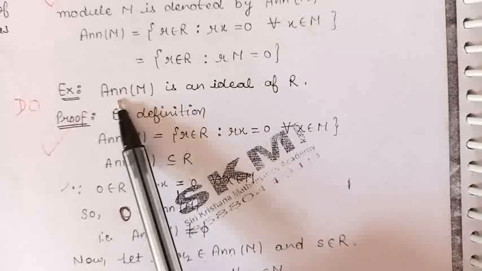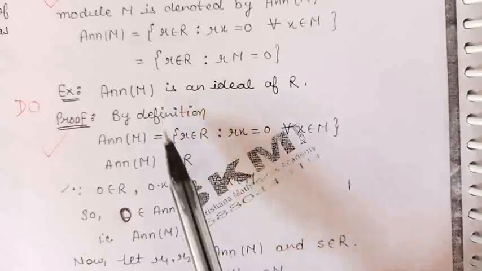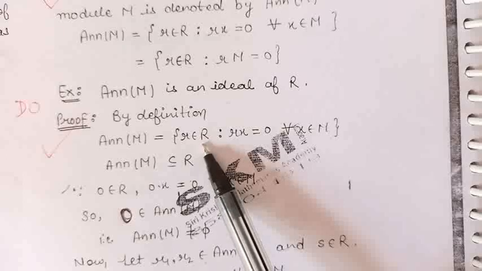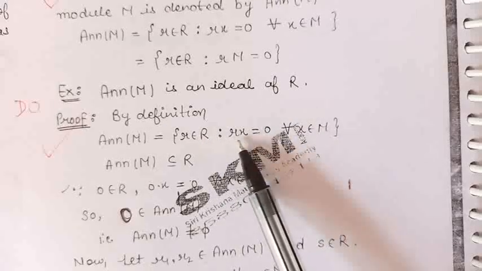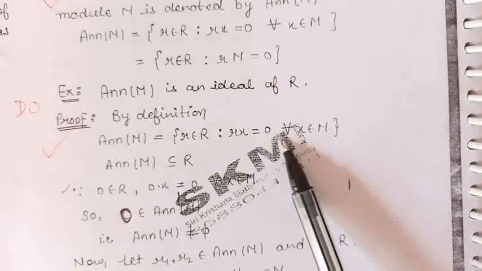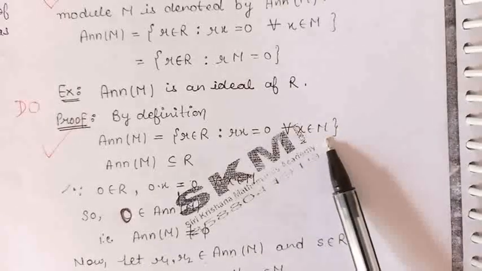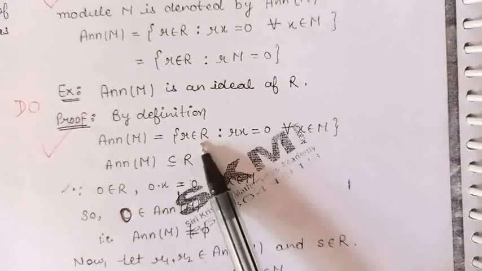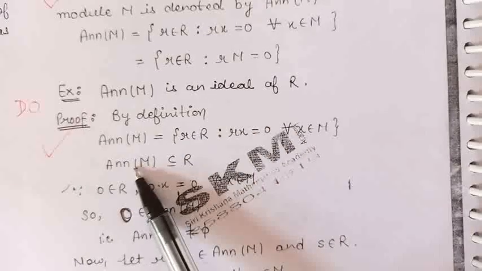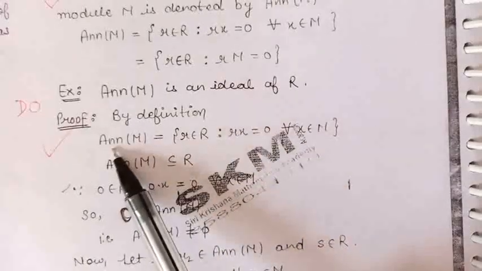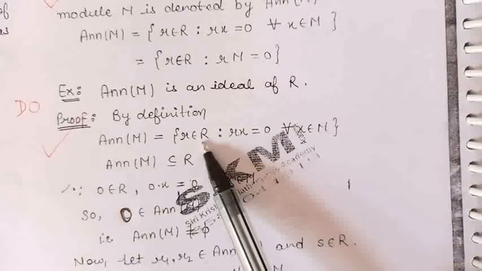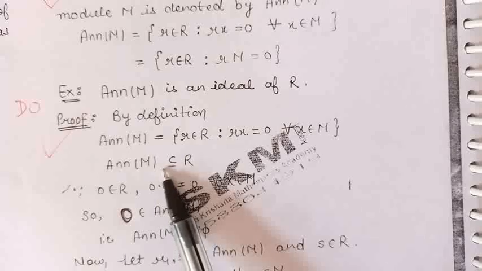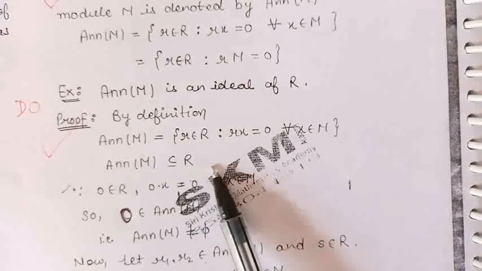Now, by definition of annihilator of module M, because it consists of all those elements of the ring R such that r into x is 0 for every x belonging to the module M, and because it contains particular elements of the ring R, we can say that it is contained in R, because the elements in the annihilator are coming from the ring R. So the first condition we have proved: annihilator of the module M is a subset of R.